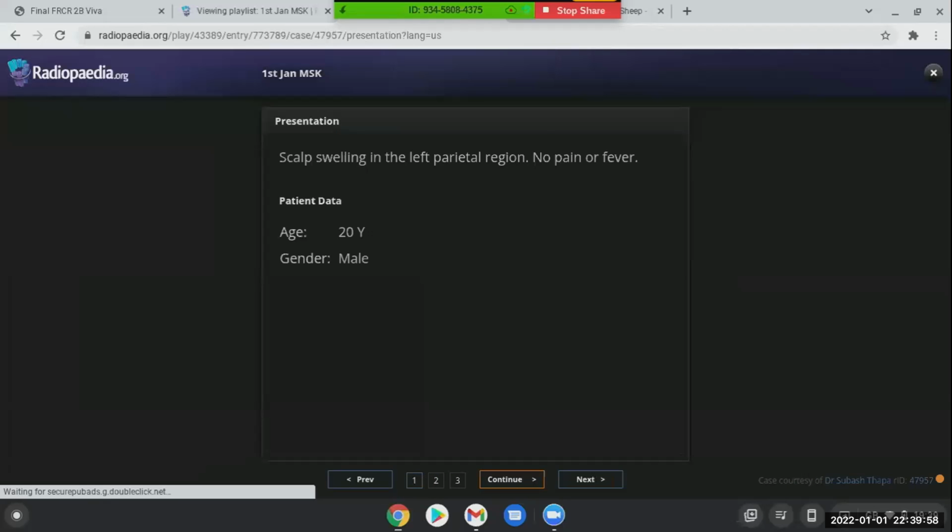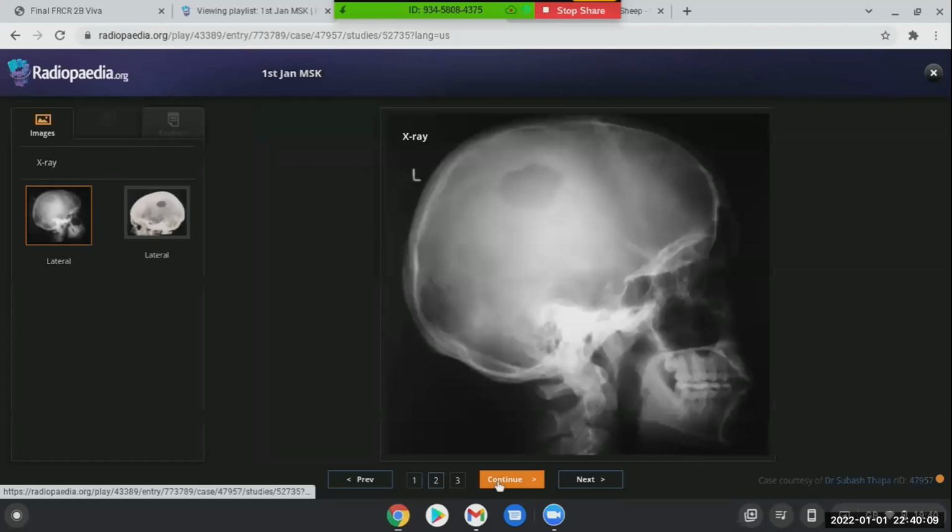So this is again a 20-year-old male who came with scalp swelling in the left parietal region, without pain and fever. We'll make this the last case.